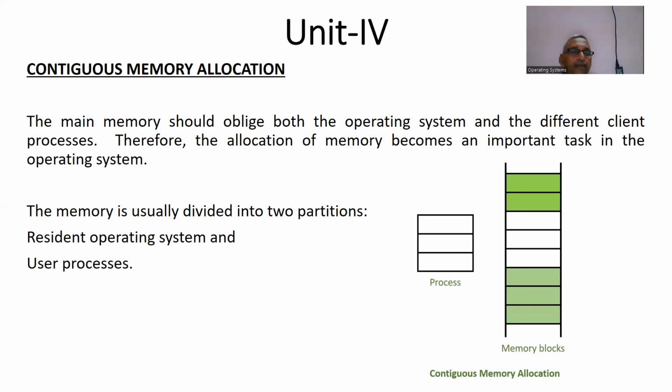In contiguous memory allocation, each process is contained in a single contiguous segment of memory. This diagram shows contiguous memory allocation, processes and memory blocks.